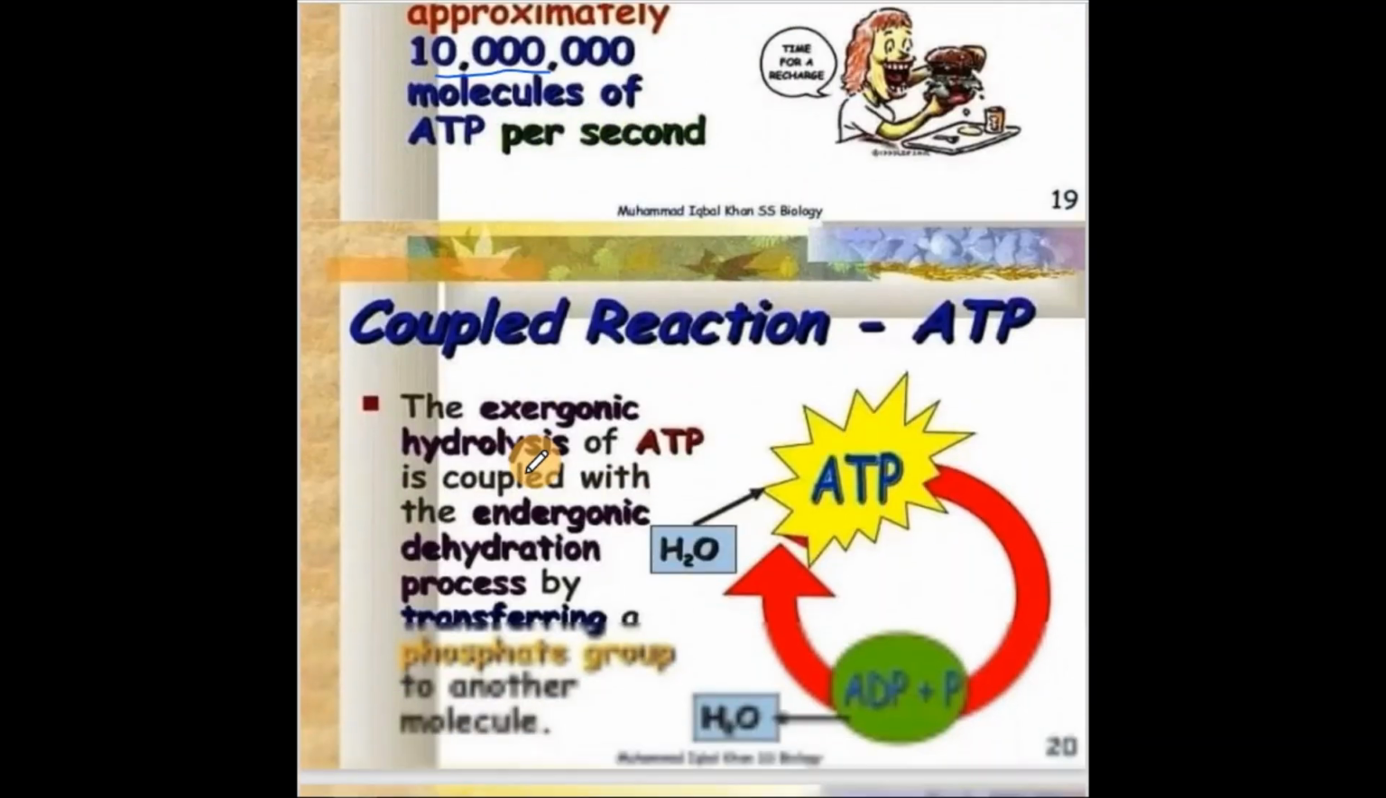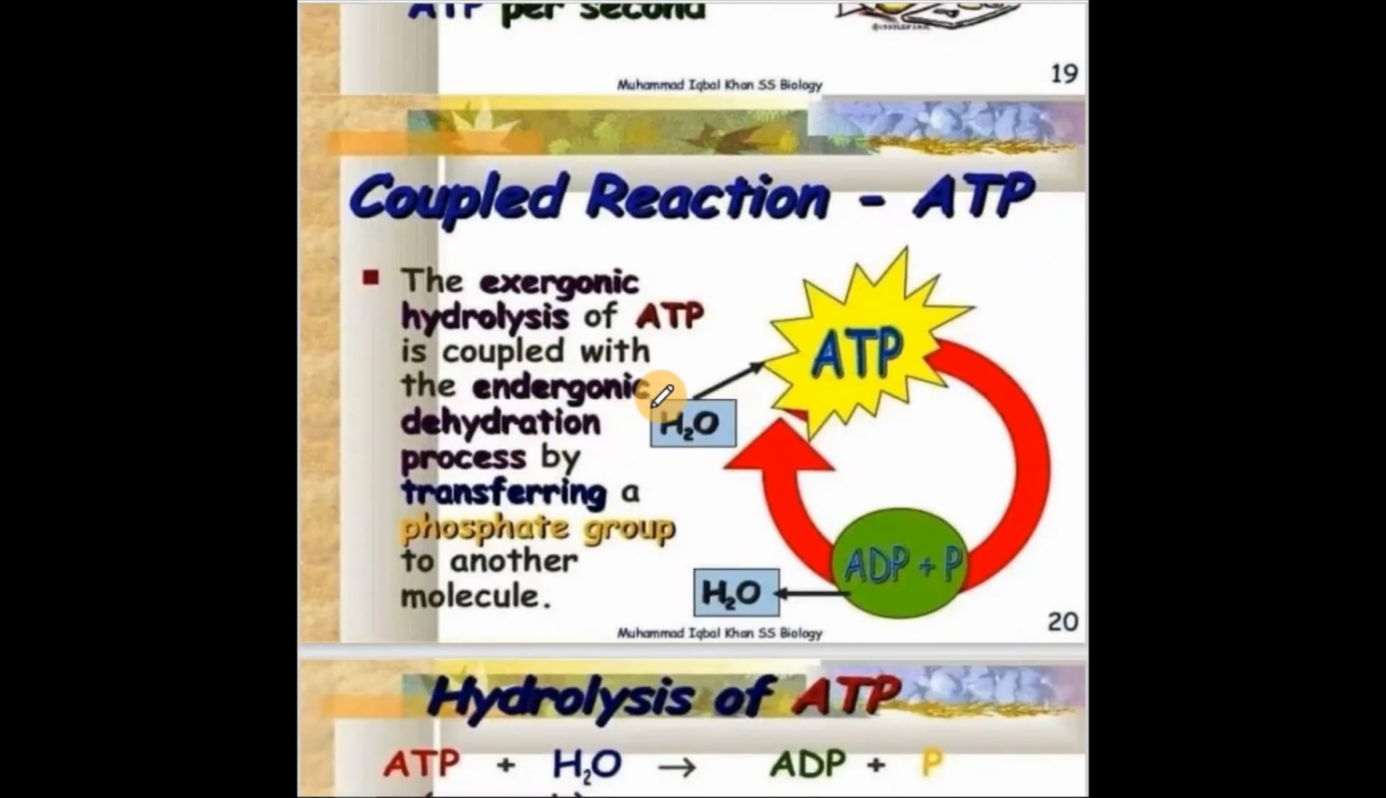Let's look at coupled reactions. Coupled reactions are just that: coupled. That is, two reactions that occur at the same time, where one reaction helps the other to proceed. So you have coupled reactions of ATP. An exergonic reaction of ATP is coupled with an endergonic dehydration process by transferring a phosphate group to another molecule.